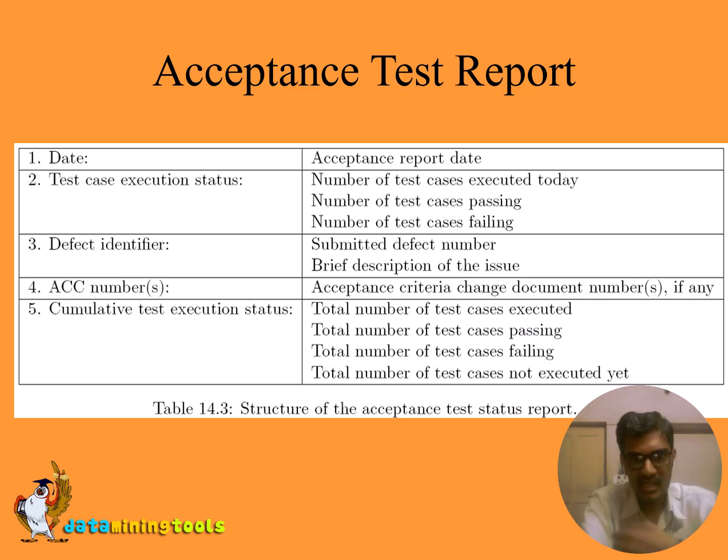Next, the ACC number is a unique number to identify not just the document but also the test scenarios created. Next, the cumulative test execution status. Here you give details about the total number of test cases executed, the total number passed, the total number failed, and the total number of test cases that are supposed to be executed.